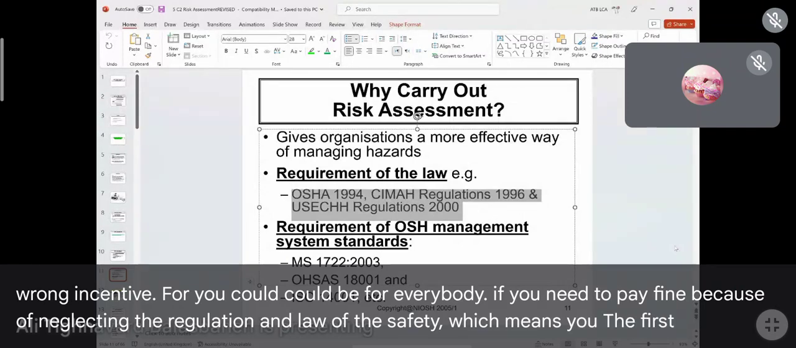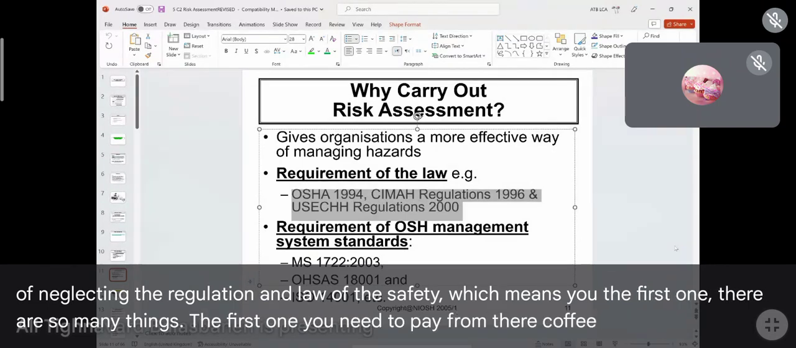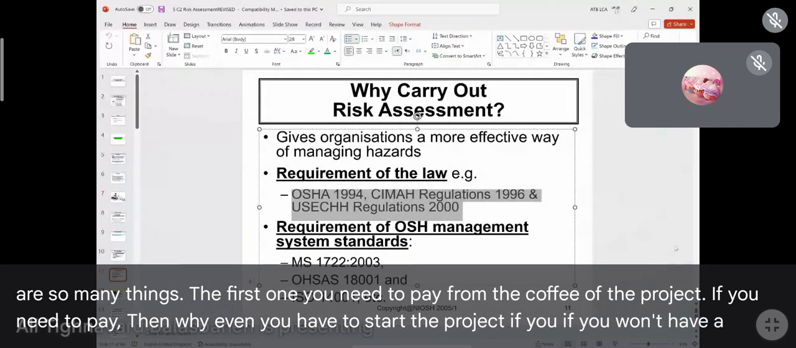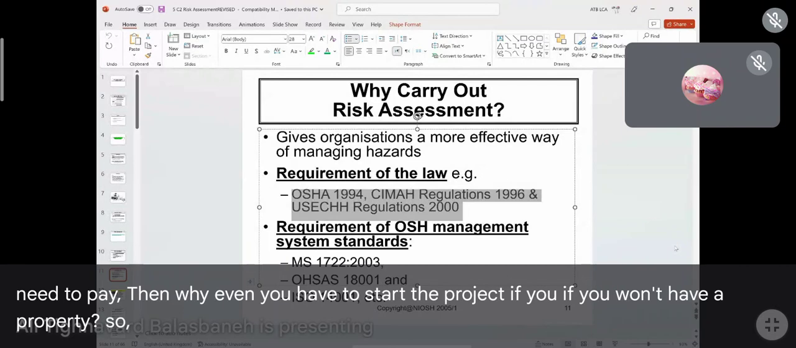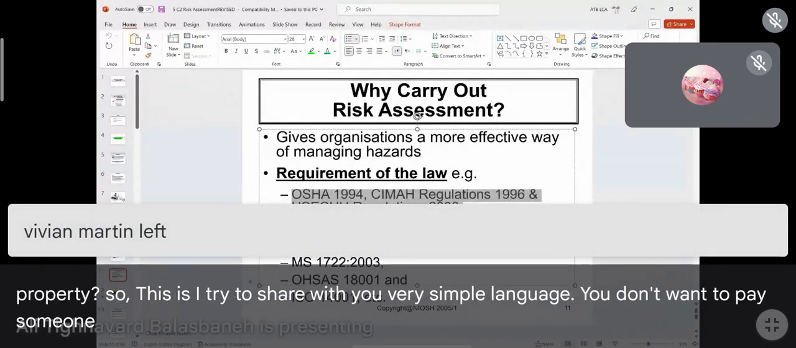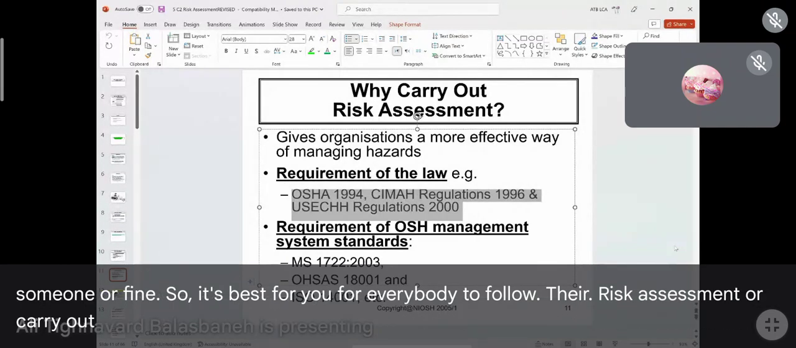the first one, there are so many things. The first one, you need to pay from the profit of the project. If you need to pay, then why even start the project if you won't have a profit? So this is, I tried to share with you in very simple language. You don't want to pay someone or a fine. So for everybody, follow the risk assessment or carry out the risk assessment.